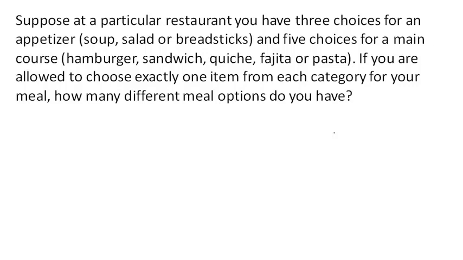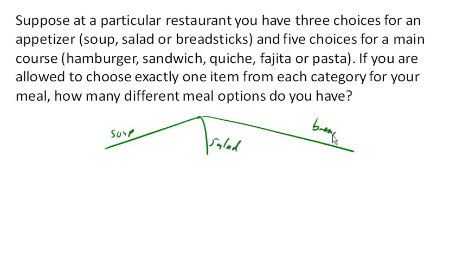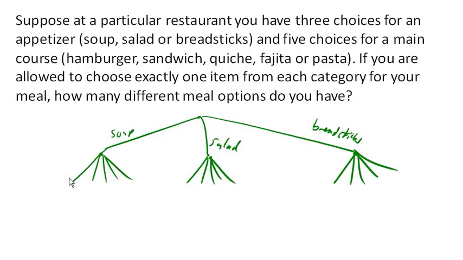Well, there are several ways to approach this. One way that I like is called a decision tree. You start out here and say, okay, how many choices do I have for my appetizer? I have 3 choices, so I have 3 different directions I could go: the soup direction, the salad direction, and then the breadsticks direction. Then, at each of those points, I now have to decide on a main course. For each of those, I now have 5 choices emanating out. You'll notice that there are 5 choices here, another 5 here, another 5 there. We end up with a total of 15 choices, and that is how many meal options we have.